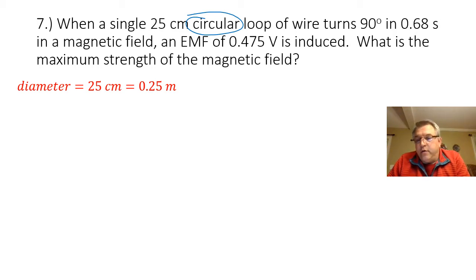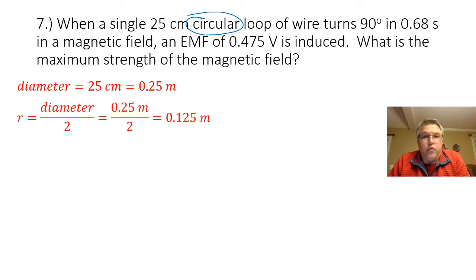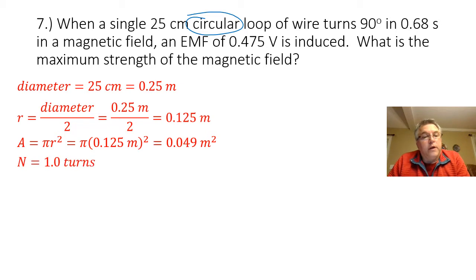In order to find the area of the circle, I'm going to need the radius. So I take my diameter, divide it by 2, and that gives me a radius of 0.125 meters. Now I can find the area, which is pi r squared. I multiply pi by the square of my radius, and I get an area of 0.049 square meters.